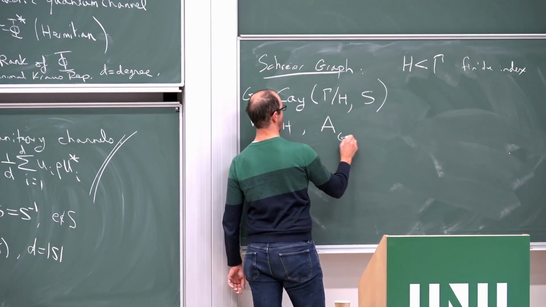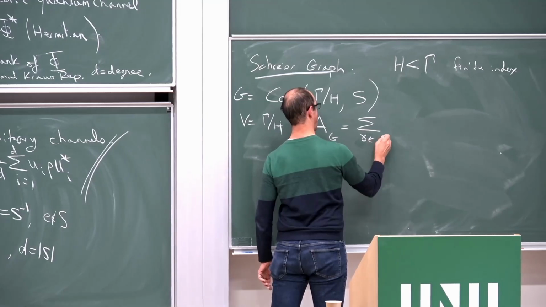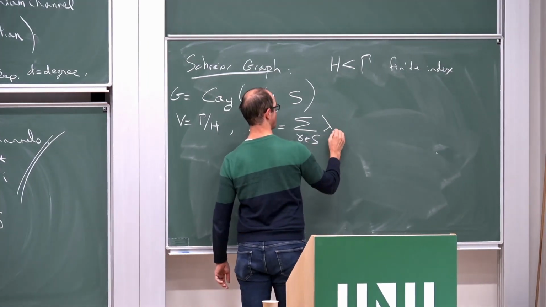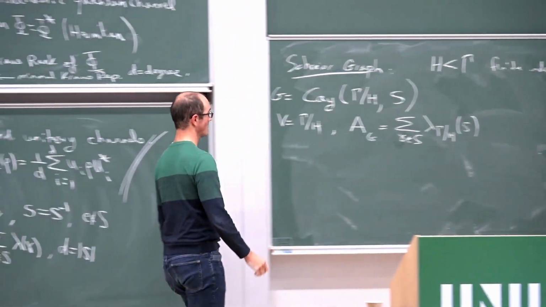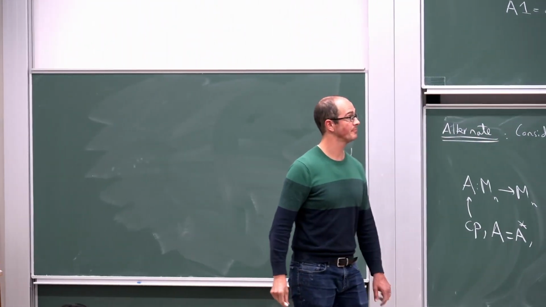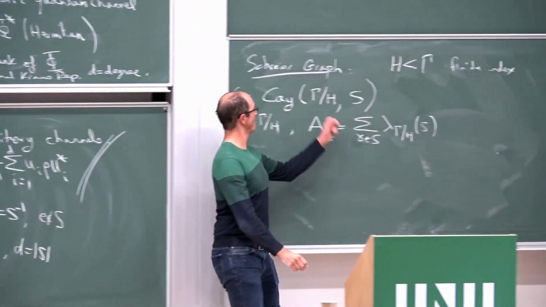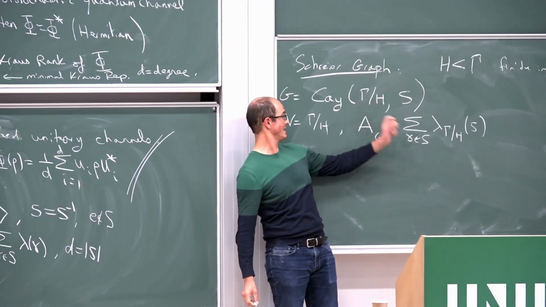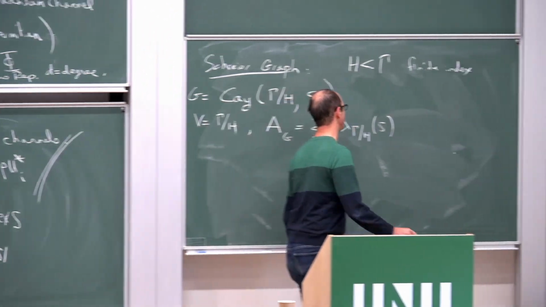The adjacency matrix of the graph is the sum over gamma in S again, but now I consider the natural translation action of gamma on the coset space. So this is a way you can go from a general infinite group to constructing an associated finite regular graph.